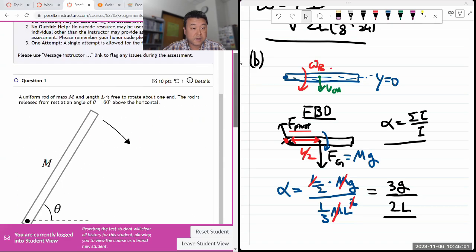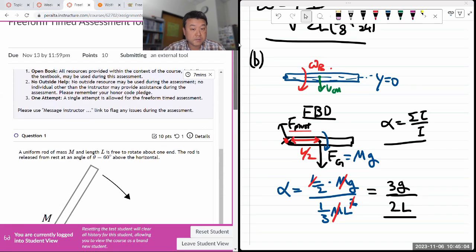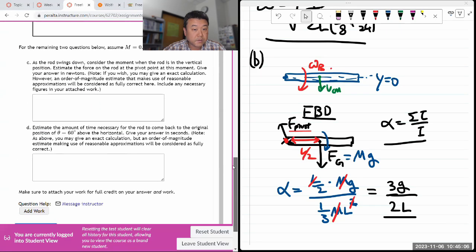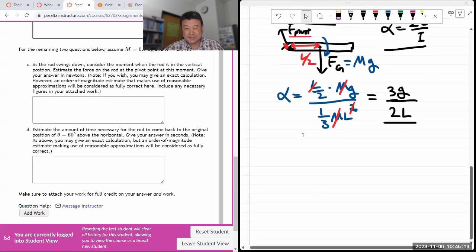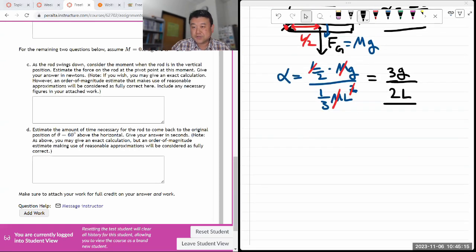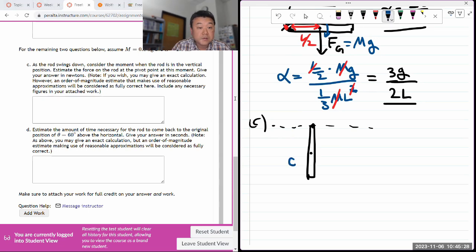All right, how much time do I have? 7 minutes. Okay, for the remaining 2 questions below, assume that and that. Okay, rod swings down. Consider the moment when it keeps changing positions. All right, the rod is now going to be in the vertical position at the bottom, I think. Okay, let me call this snapshot C. I estimate the force on the rod at the pivot point at this moment.